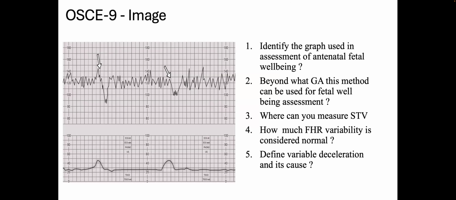Coming to the next, OSCE. So identify the graph which is shown on the left-hand side. What does it indicate? It's used for assessment of antenatal fetal well-being. And beyond what gestation is this method used? And where can you measure the STV? Let me tell the full form, that is short-term variability. And how much FHR variability is considered as normal, and define variable deceleration and its cause.